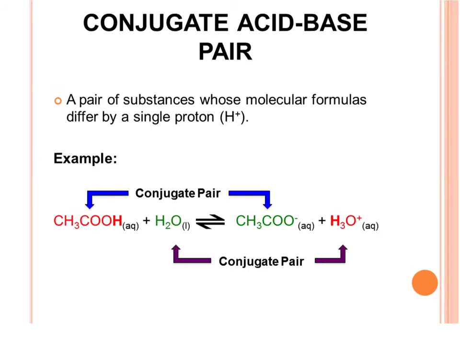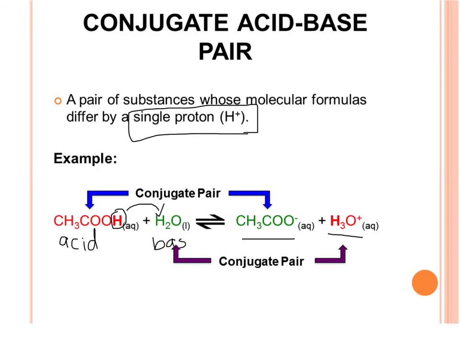When we talk about Bronsted-Lowry acids and bases, we usually talk about conjugate acid-base pairs. This is a pair of substances whose molecular formulas differ by a single proton. In this example here, we've got ethanoic acid reacting with water. In this example, the H from the ethanoic acid is being donated to the water to form a hydronium ion and this other ion here. So ethanoic acid is acting as the Bronsted-Lowry acid and water is acting as the base.